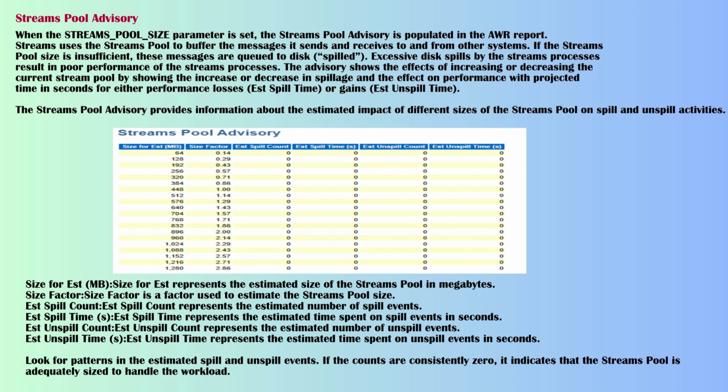Est spill count represents the estimated number of spill events. Est spill time represents the estimated time spent on spill events in seconds. Est unspill count represents the estimated number of unspill events. Est unspill time represents the estimated time spent on unspill events in seconds. Look for patterns in the estimated spill and unspill events. If the counts are consistently zero, it indicates that the Streams Pool is adequately sized to handle the workload.